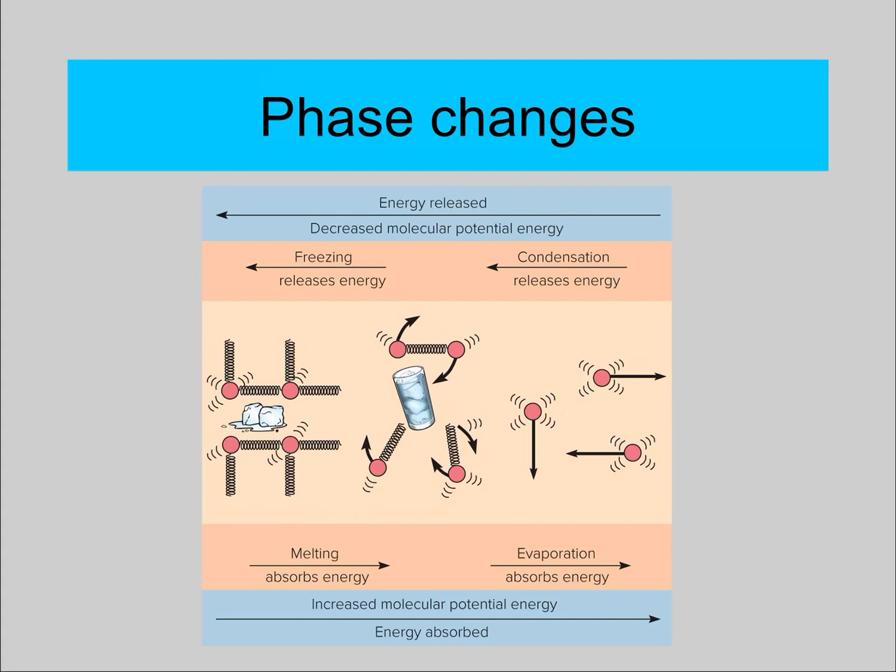S-U-B-L-I-M-A-T-I-O-N. Sublimation. Two great examples are your favorite mothballs. You throw some mothballs out somewhere, you can smell them. They don't melt and then become a gas. They go straight from solid to gas. The second example is dry ice. This is carbon dioxide in a block ice form, and it makes really cool clouds and vapor, but it never melts. It goes directly from solid to gas.